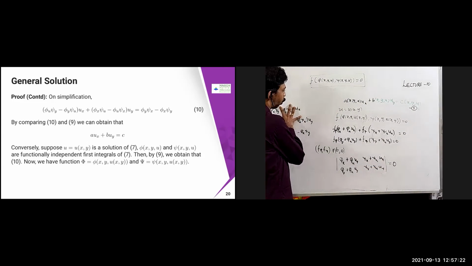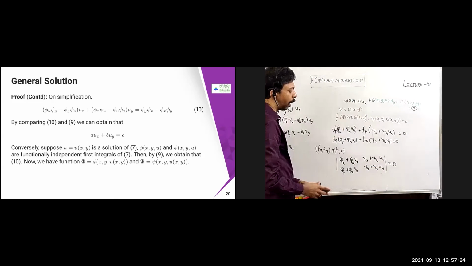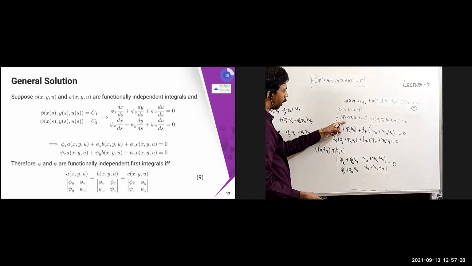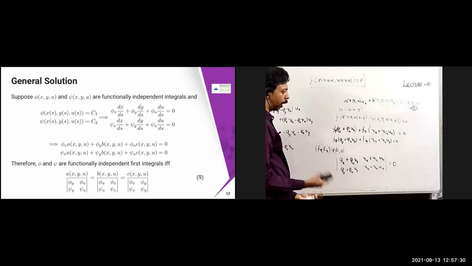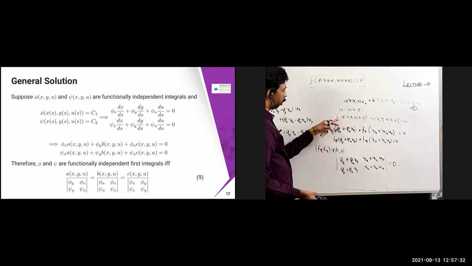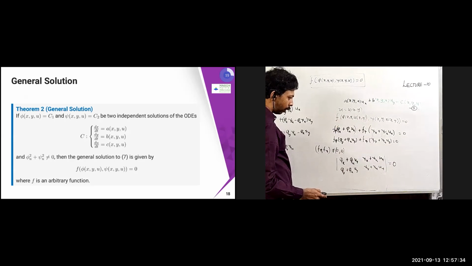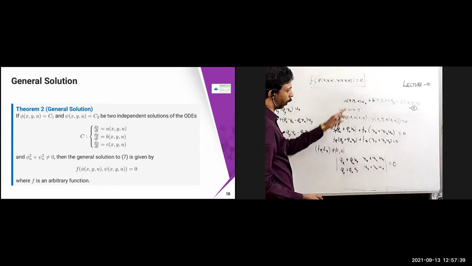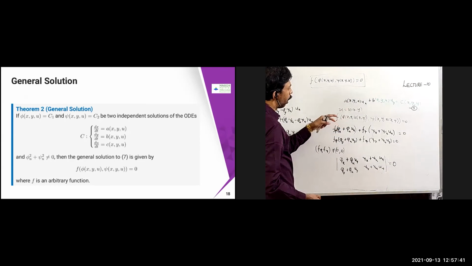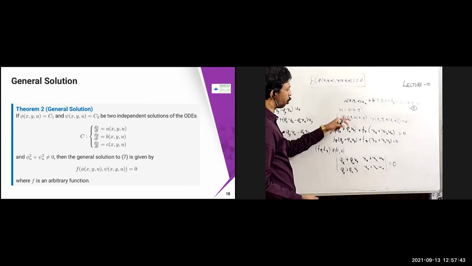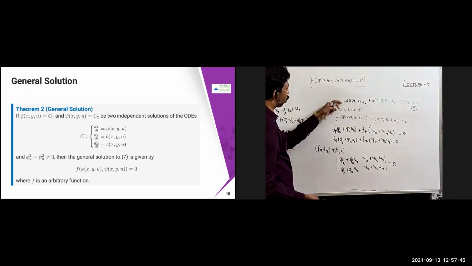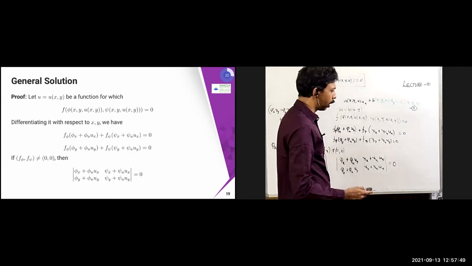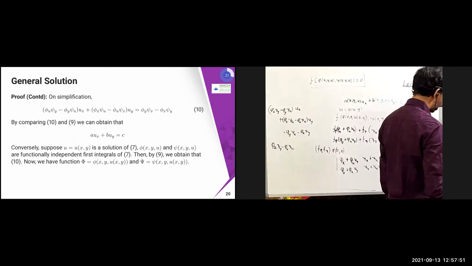If this is satisfying this one, automatically this is going to be satisfied, because these two are solutions of the integrals. Pi and psi are first integrals, functionally independent. Therefore, it should satisfy condition number 9, which implies that this is the same as this one. So if it is a solution, with this arbitrary function of the first integrals, then automatically you are going to get this equation. So I reverse traversed back. Now the other part we will also do.